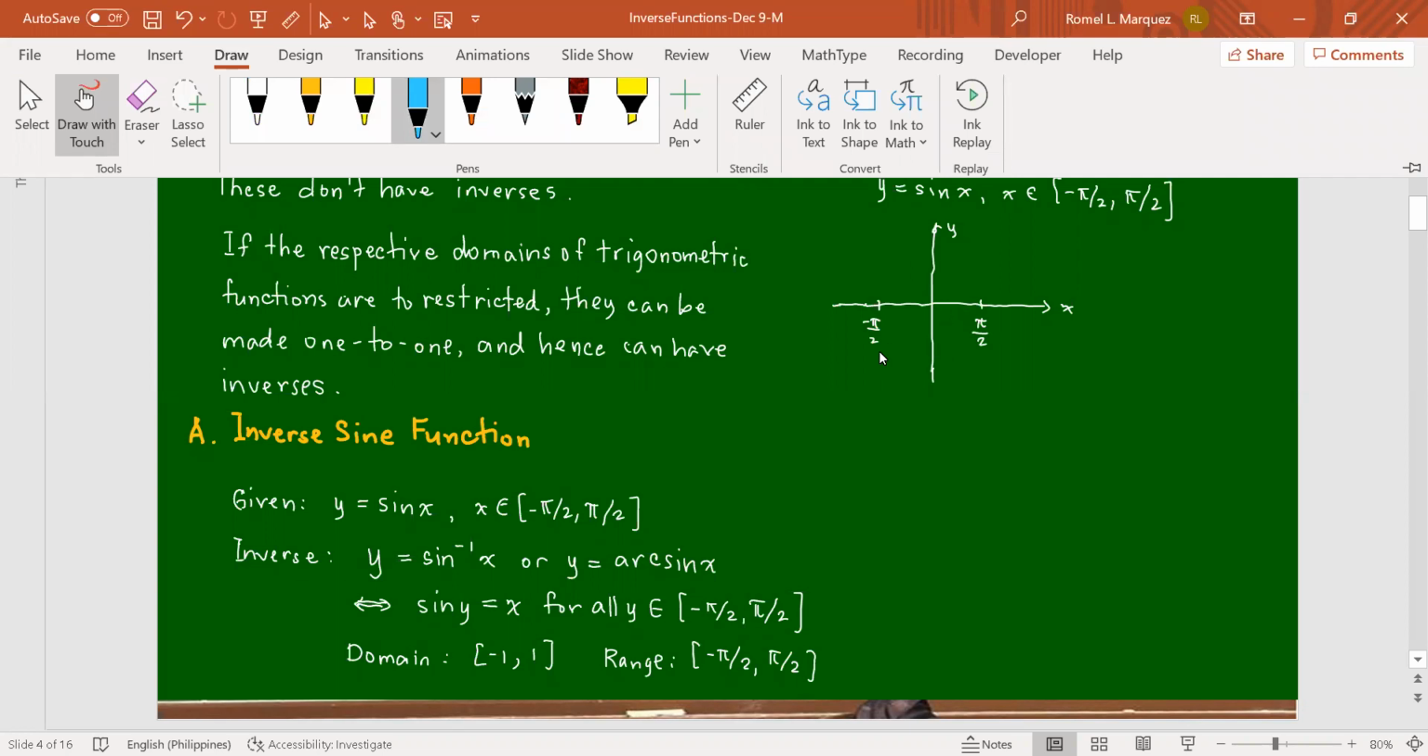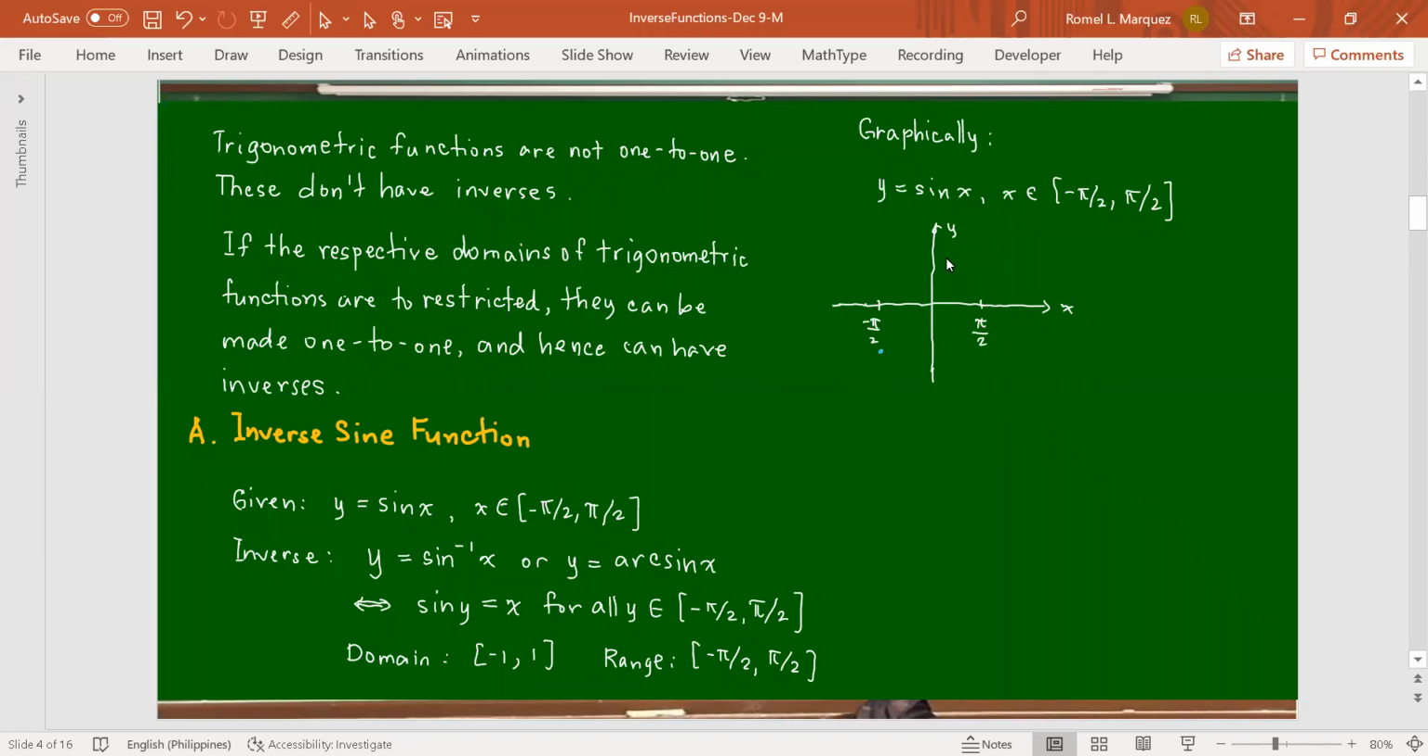So if your x is between -pi/2 to pi/2, the graph of y equals sine x becomes like this. Let's say this is -pi/2, with the corresponding value -1 for y. And here, if this is 1 for y, the x value is pi/2. So the graph is something like this. That is how the graph of y equals sine x looks. So we restrict to this graph.